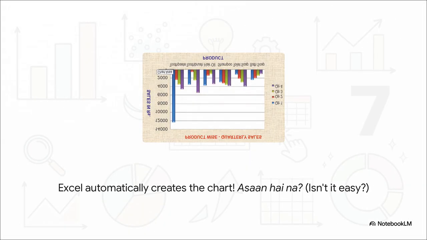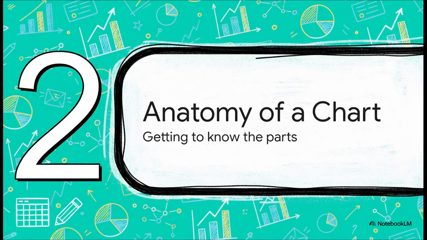Just look at that. Excel just does it for you. It automatically creates this awesome chart. You can see all our products are neatly lined up at the bottom, and the bars show exactly how much sales each one made. See? Okay, so you're practically a pro at making charts now. But to get those full marks, you need to know what the different parts are called.